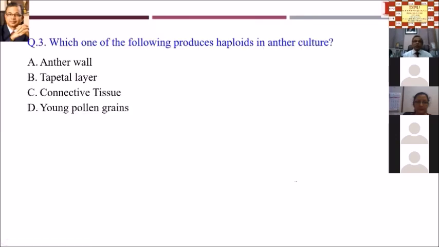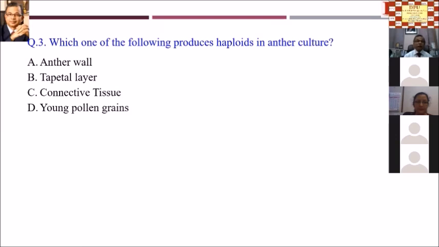Now coming to question number 3. Which one of the following produces haploids in anther culture? Now the word that has to be kept in mind in the question is haploid. That is the key word here. Which one of the following produces haploids? Haploids as opposed to diploids, right?